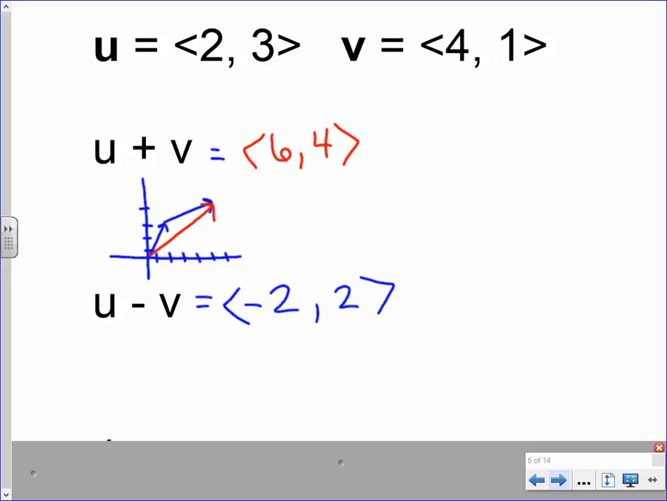Now, let's talk about what this picture would look like. We have the vector 2, 3. And then when we subtract v, that's like adding the opposite. So we would plot the vector -4, -1 to add with it. So that's u, that's -v to get our vector -2, 2. And we would add the opposite, which is what subtracting is.